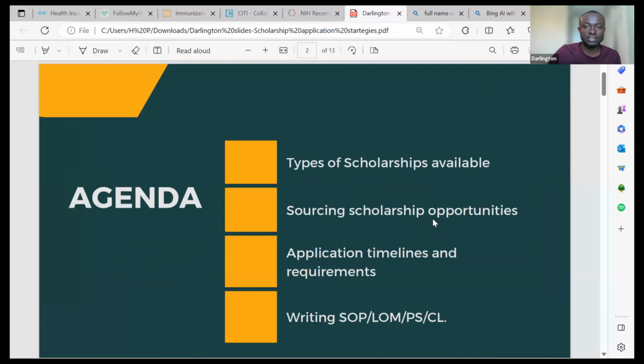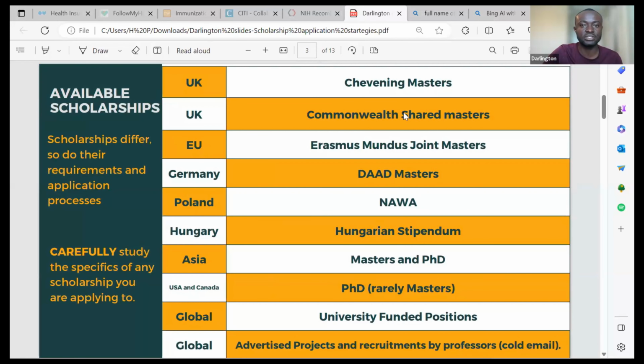So the topics we are going to discuss, in my own section, are the types of scholarship opportunities available, how to source for these scholarship opportunities, application timelines and their requirements, and how to write statements of purpose. These are the things I expect that you at least learn in this 45 minutes. Let's just go straight into it.